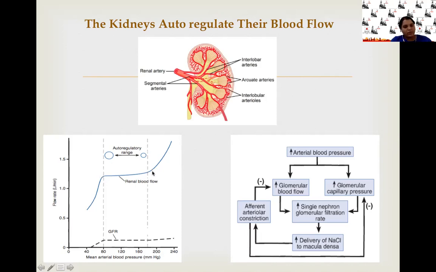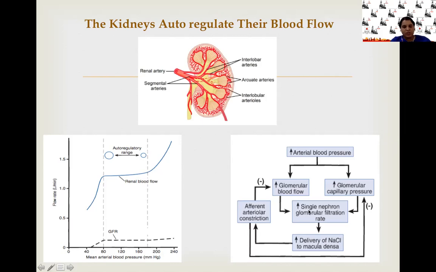GFR also follows the renal autoregulation. So GFR is also fairly maintained within this blood pressure range. Below and above the autoregulation range, both the blood flow and the GFR will change appreciably according to the blood pressure. Two main mechanisms are responsible for maintaining this renal autoregulation. One, the myogenic, and other is the tubuloglomerular feedback mechanism. The myogenic mechanism is simply that whenever there is an increase in the blood pressure, there occurs vasoconstriction, so the blood flow will decrease, and vice versa.